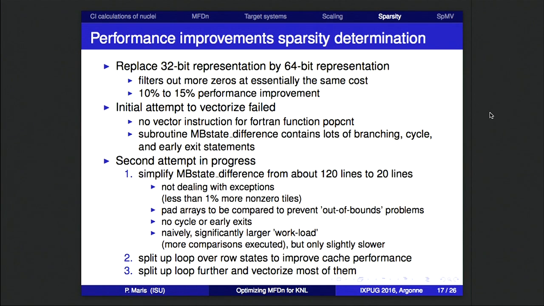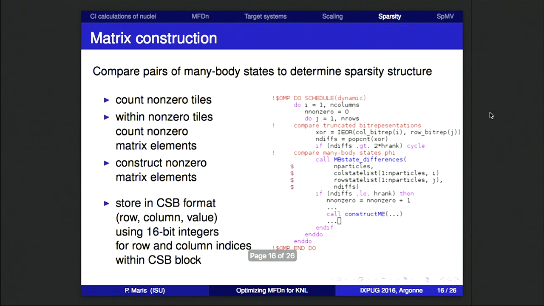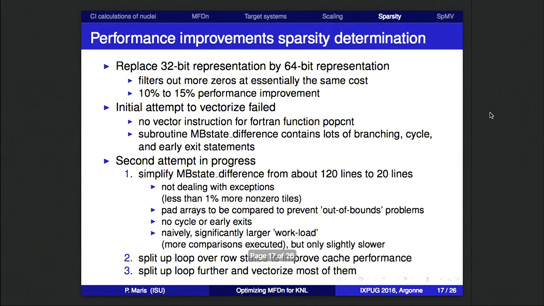The problem then was that there is no vector instruction for the Fortran pop count function. Well, not I, but some of my collaborators did manage to get a manual pop count and vectorize that, and they could get performance that was on par with the Fortran intrinsic pop count function. So yes, it can in principle be vectorized, but not with an improvement over the compiler-standard pop count.